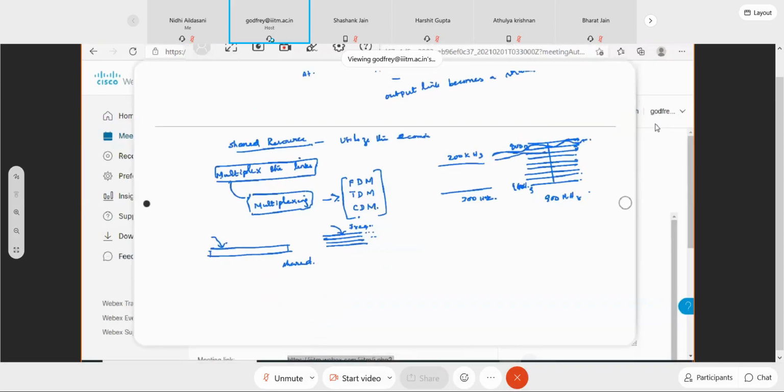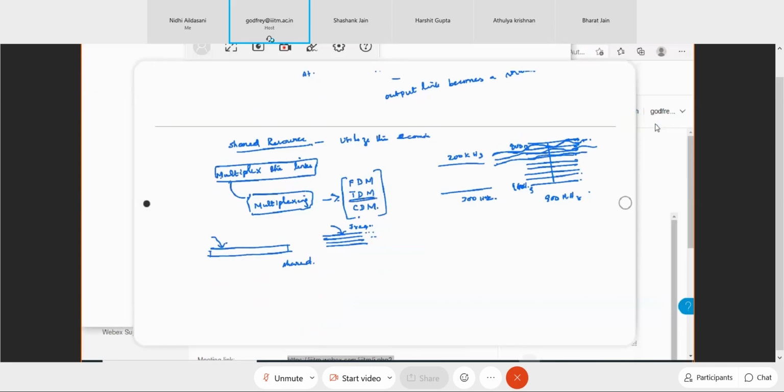This way we are able to use a single link, right? So now the link also becomes a shared resource, and this shared resource is used by multiple users by having this kind of scheme, right? So multiplexing scheme.